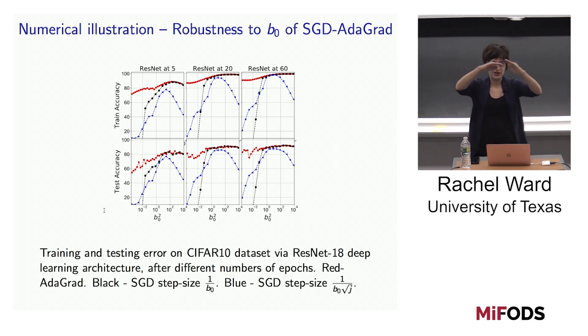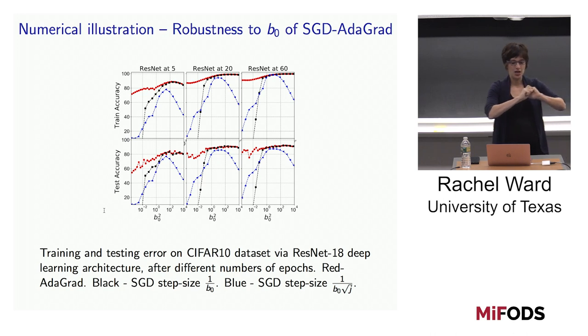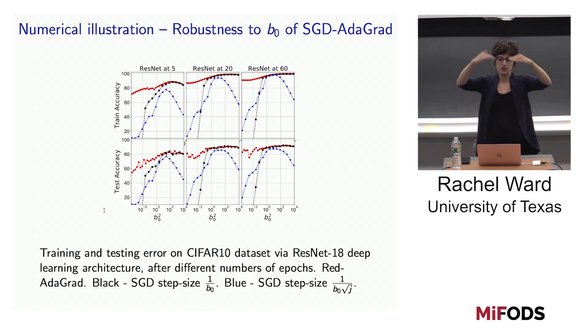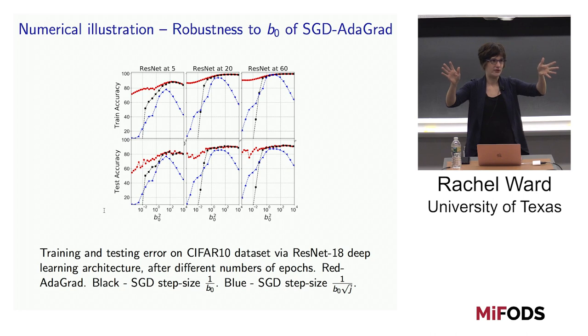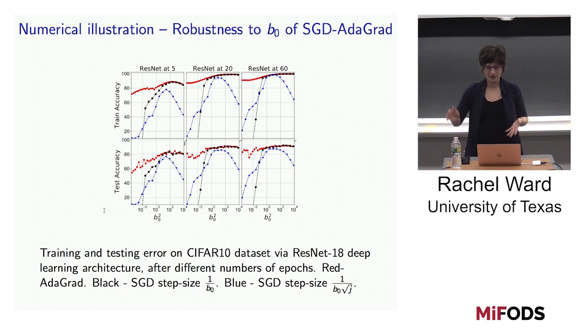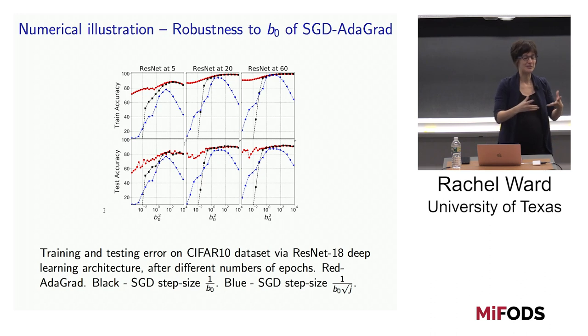The red curve is the training accuracy of stochastic gradient descent with AdaGrad after 5 epochs over the data, then after 20, then after 60. Along the x-axis is the initial step size, b_0 squared. So this is saying that the red curve, which is AdaGrad, has pretty good convergence in that it goes to a high training accuracy after 60 epochs, pretty robustly. It's pretty robust to choice of the initial step size, b_0. On the other hand, stochastic gradient descent with fixed step size, 1 over b_0, which is in black, doesn't do anything if the step size is too large. And if the step size is small, then it matches AdaGrad.